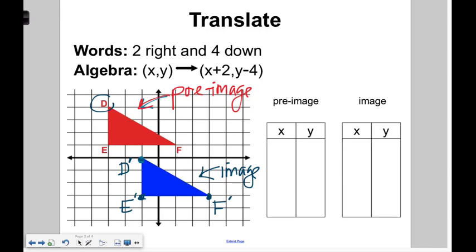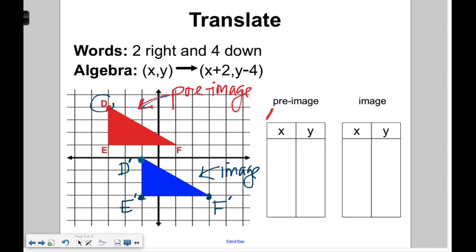Okay, so let's take a look at what else we have happening on this paper. Another way that you can translate, so we just literally moved each point. I went to my first point on the corner, and I moved it 2 right and 4 down. Did each of those. The other thing you can do is we can do it with a table.